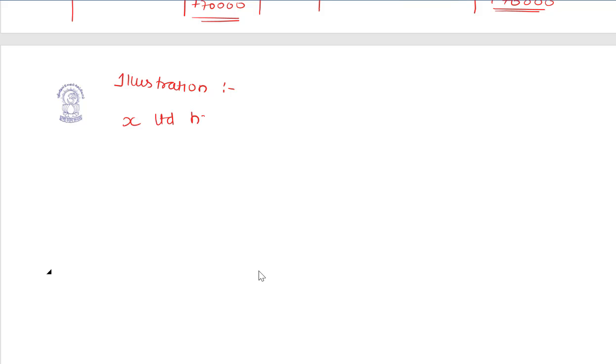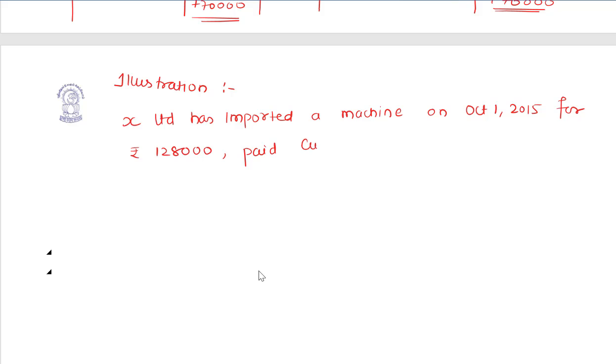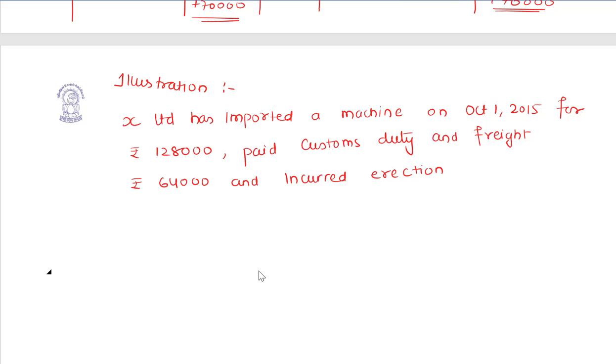X Limited, illustration. X Limited had imported a machine on 1st October 2015 for rupees 1,28,000, paid customs duty and freight rupees 64,000, and incurred erection charges rupees 48,000.